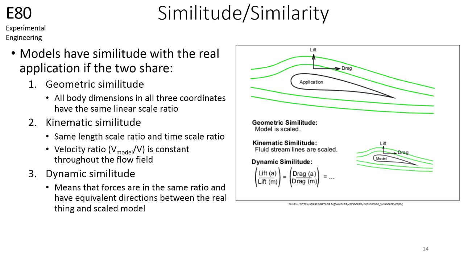This means that forces are in the same ratio and have equivalent directions between the real thing and scaled model. The ratio of lift forces on the real thing and the model must also equal the ratio of drag forces between the real thing and the model. Therefore, to achieve complete similarity between the model and the actual object, geometric, kinematic, and dynamic similitude must be maintained between these two systems.